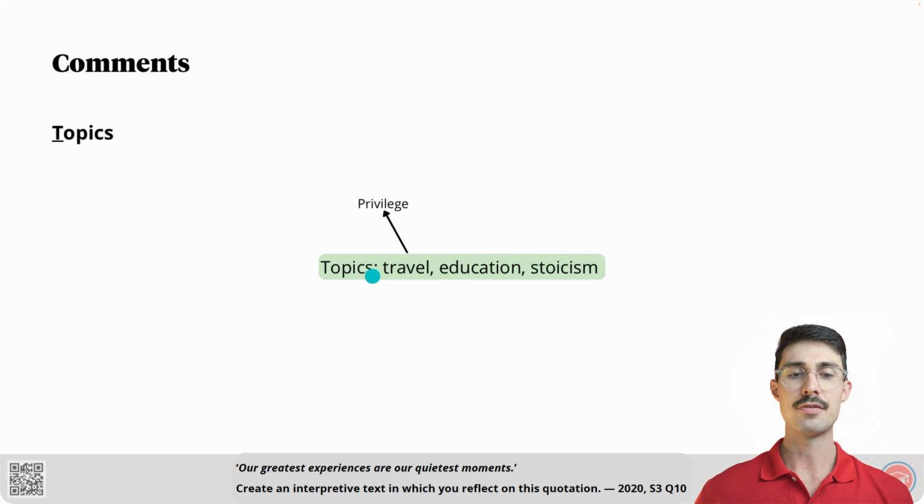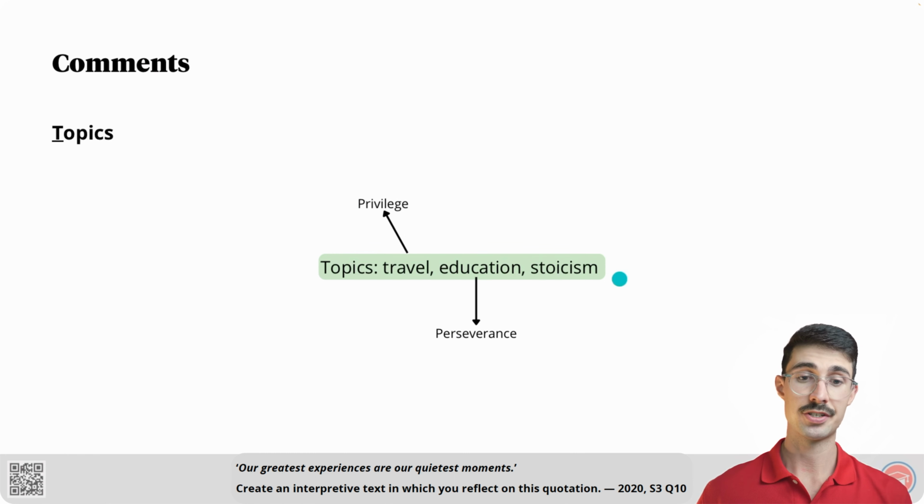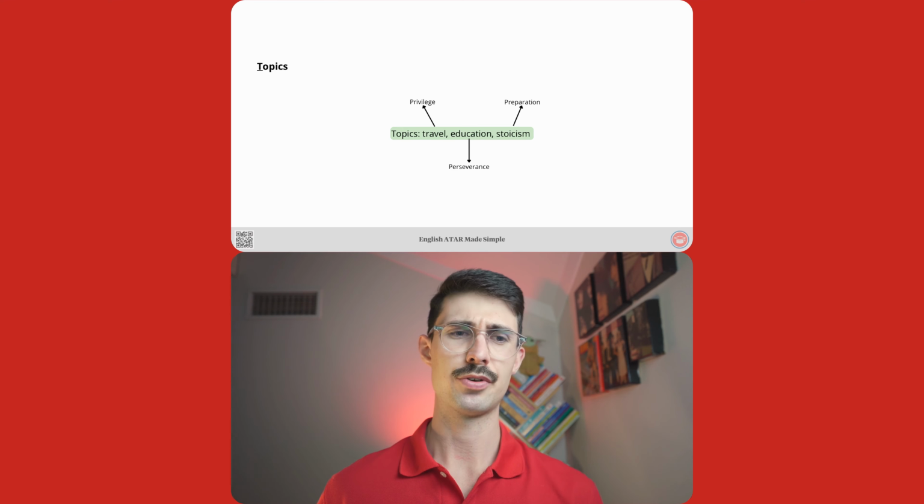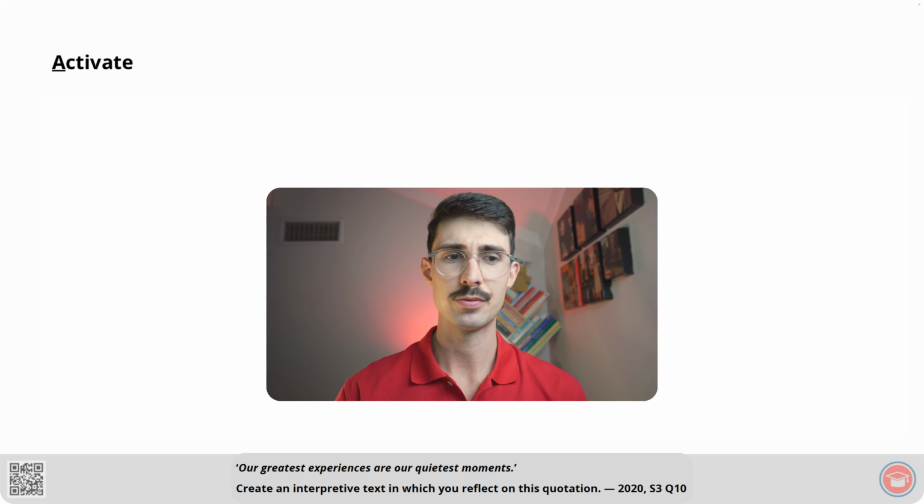The topic of travel refers to the main idea of privilege. The topic of education refers to the main idea of perseverance. Finally, the topic of stoicism refers to the main idea of preparation. That's our discussion of the headline. Let's move to a discussion of the introduction, starting with the activate.